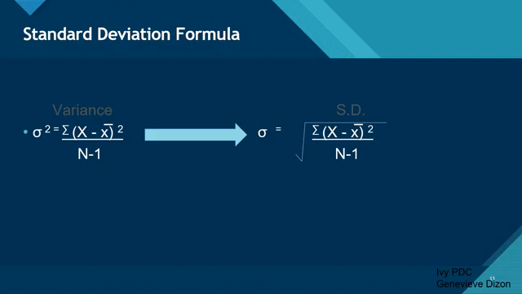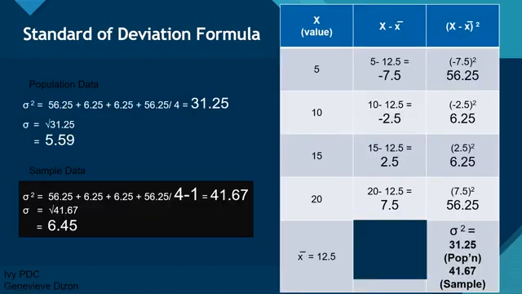Notice the symbol for variance, it's sigma squared, and for standard deviation, it is just the sigma sign. Let's go back to the data that we have earlier. We have already computed the variance. For population, it's 31.25, and for sample, it's 41.67. For the population data, we get the square root of the variance, 31.25. We now have 5.59, so that is the standard deviation. For the sample data, we get the square root of 41.67, and now we have 6.45 standard deviation.